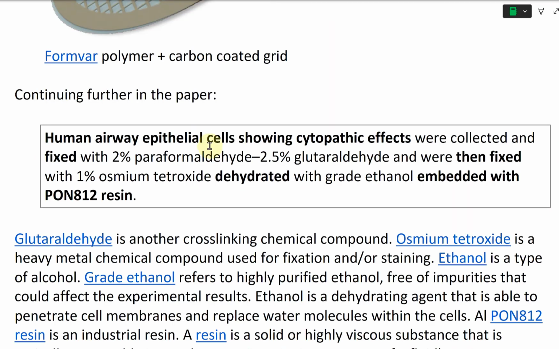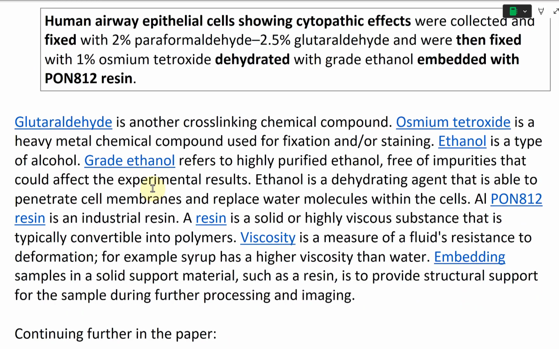All right, let's continue further. So continuing further in the paper, human airway epithelial cells showing cytopathic effects were collected and fixed with 2% paraformaldehyde-2.5% glutaraldehyde, and were then fixed with 1% osmium tetroxide, and then dehydrated with graded ethanol and embedded with PON812 resin. All right, so there are a lot of technical terms and procedures here.